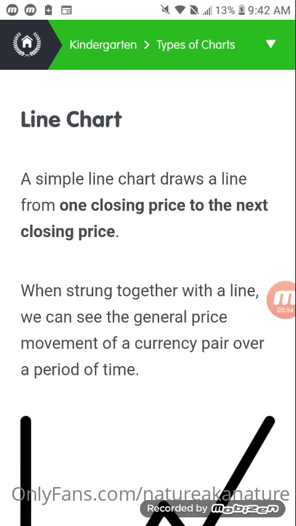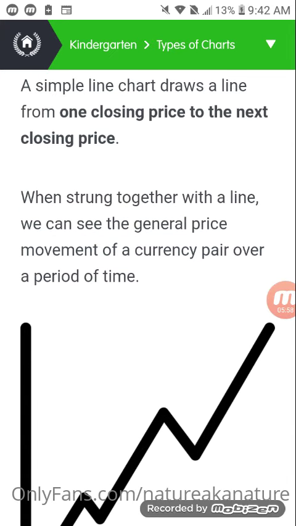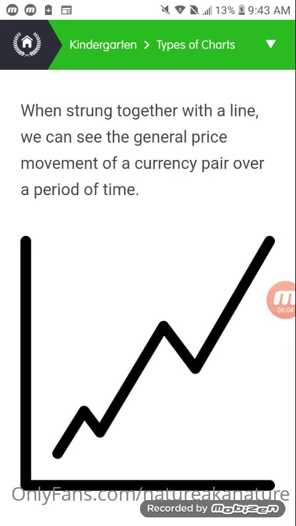The line chart is a simple chart that draws a line from one closing price to the next closing price. This is what it looks like when strung together. The price is going to zigzag, and you see how it's zigzagging up and down. When strung together with a line, we can see the general price movement of a currency pair over a period of time.